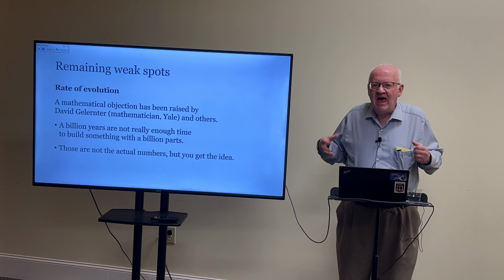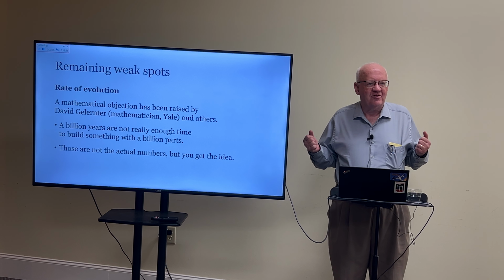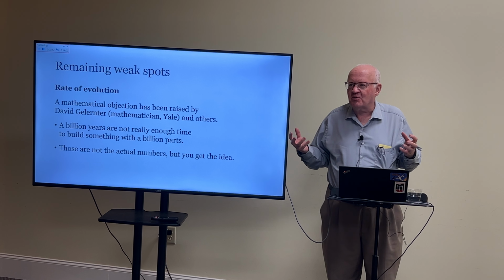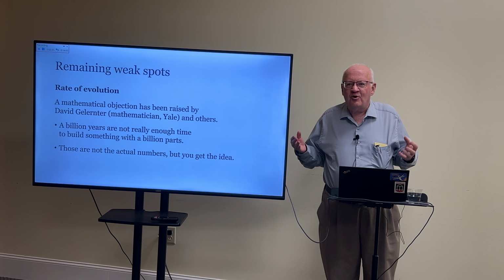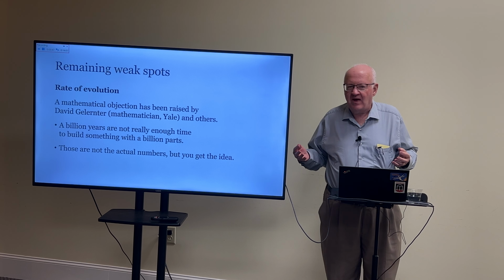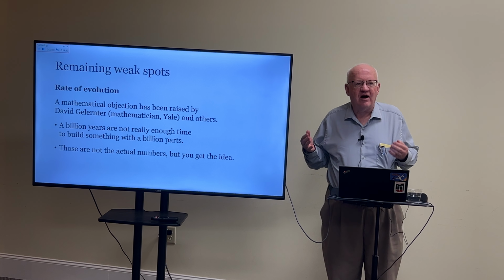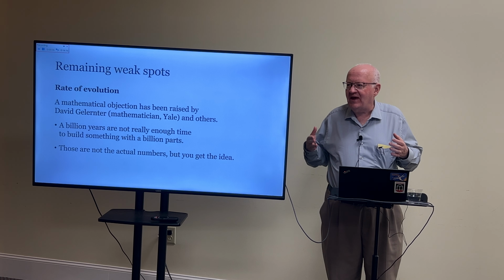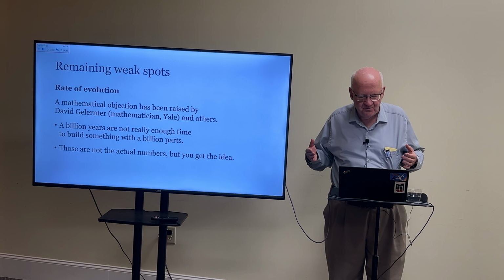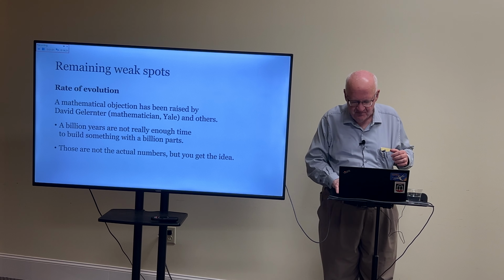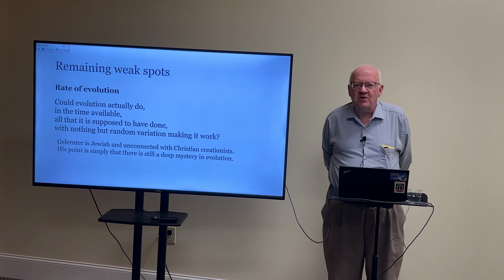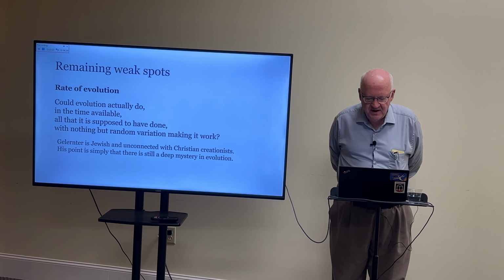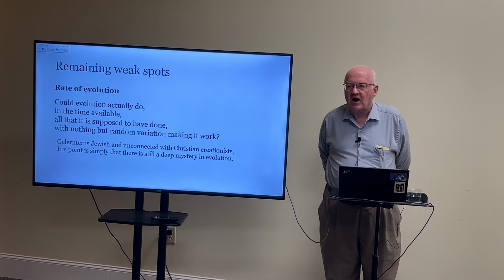But the point is, evolution doesn't know where it's going. Evolution is not a guided process. It's haphazard variation and natural selection. It can only work very slowly. And Darwin had no idea how much time it might have needed or how much time it might have had. We're getting to where we know more about those things than we used to. Let's think a little about this. Could evolution actually do, in the time available, all that it's supposed to have done with nothing but random variation making it work? I don't know.